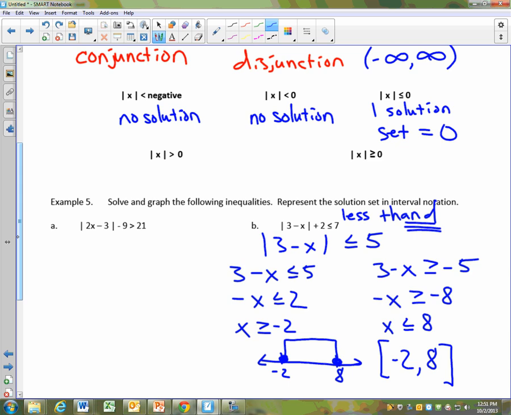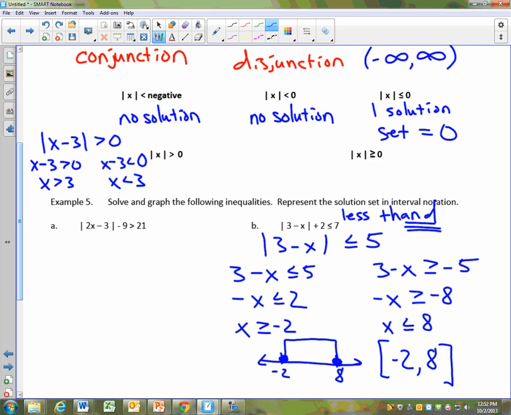Are all absolute values greater than 0? Unless they are equal to 0, right? Let me show you an example. What if I had the absolute value of x minus 3 is greater than 0? I set up 2 inequalities. My first one, x minus 3 greater than 0. My second one, x minus 3 less than 0. The sign doesn't change on a 0, does it? So when you solve this, you get x greater than 3 and x less than 3.